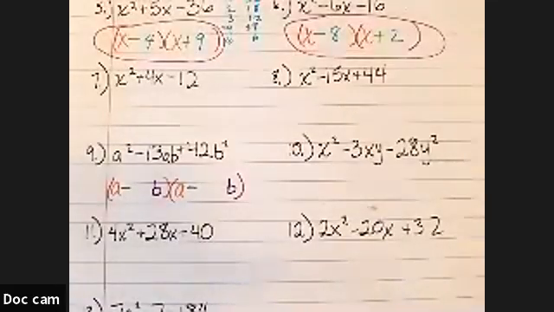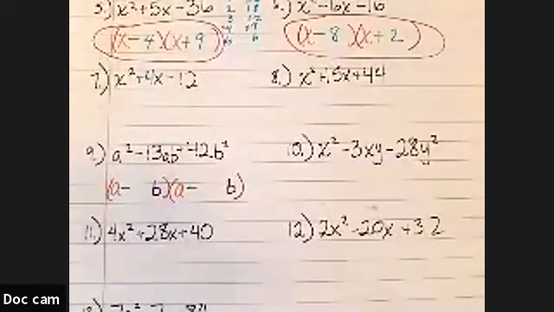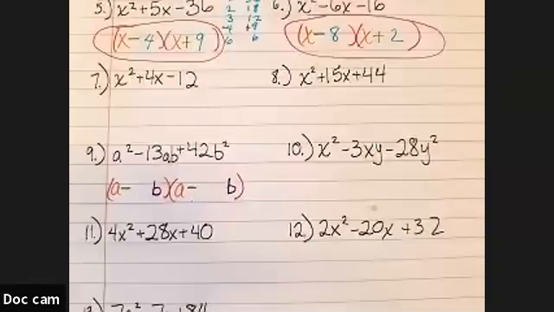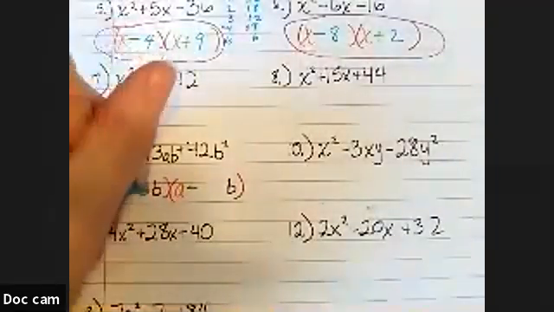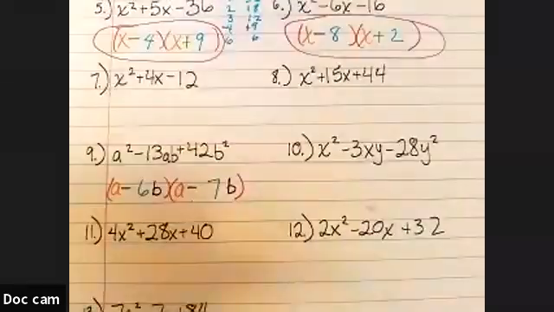Okay, so we're on number 9. We're looking for two numbers that multiply to 42 and add up to 13. So that's going to be 6 and 7. And that's it for that one.